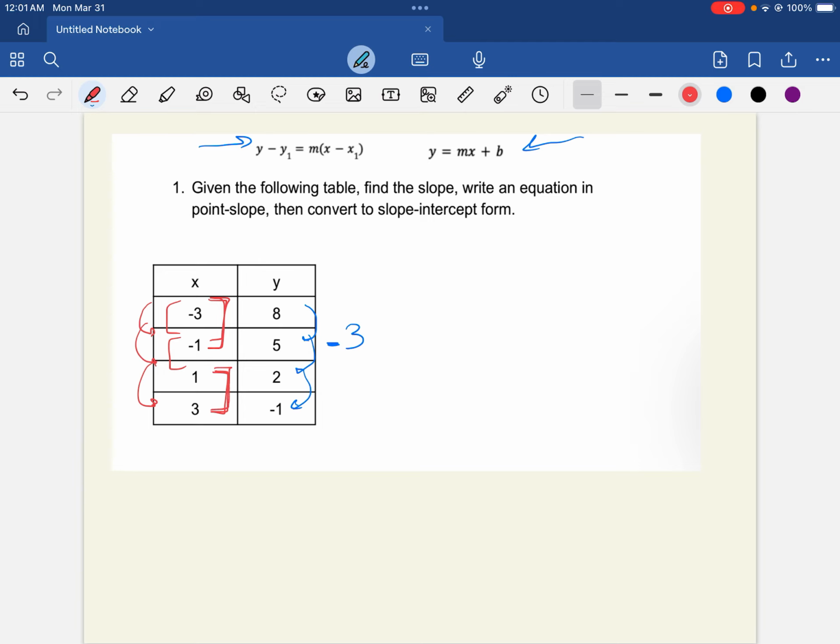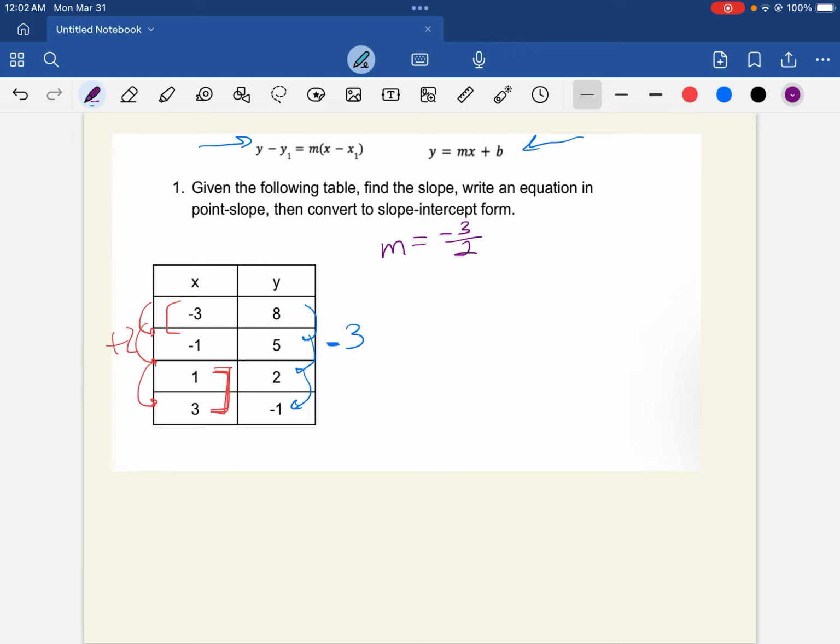To go from 1 to 3 is adding 2. Okay, now let's work backwards. To go from -1 to +1, that is also adding 2. And if I owed you $3 and I gave you $2, now I only owe you $1. So this is +2. So my slope is going to be -3 over +2.